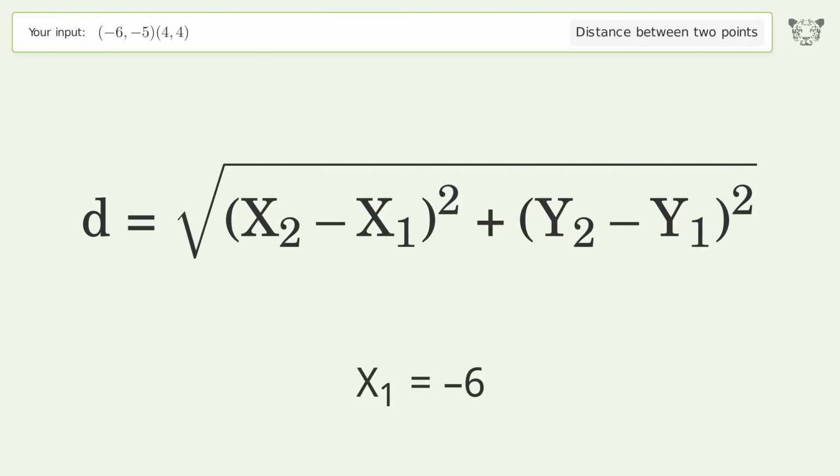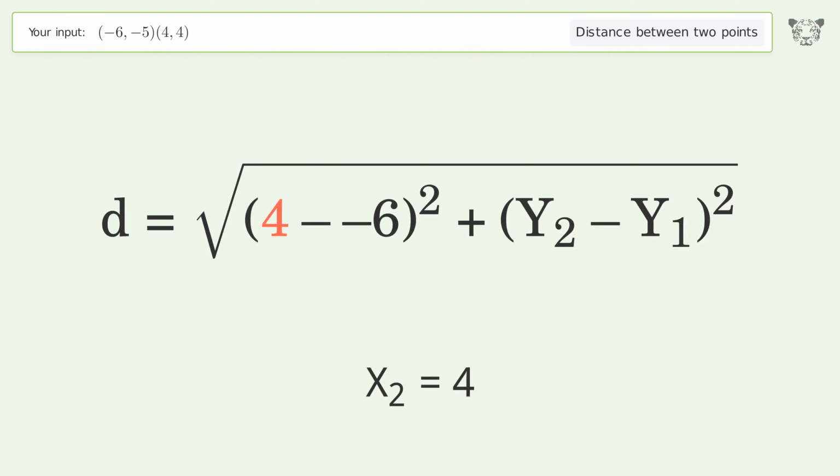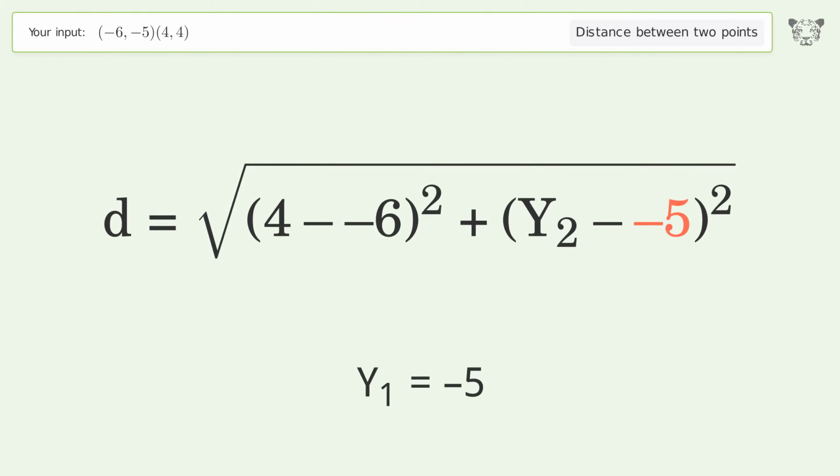x1 equals -6. x2 equals 4. y1 equals -5. y2 equals 4.